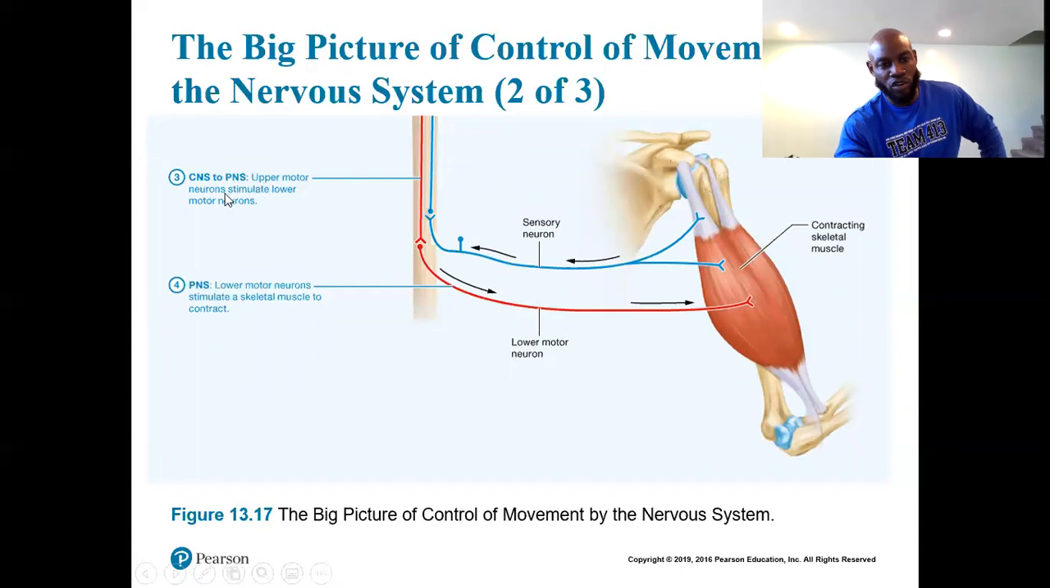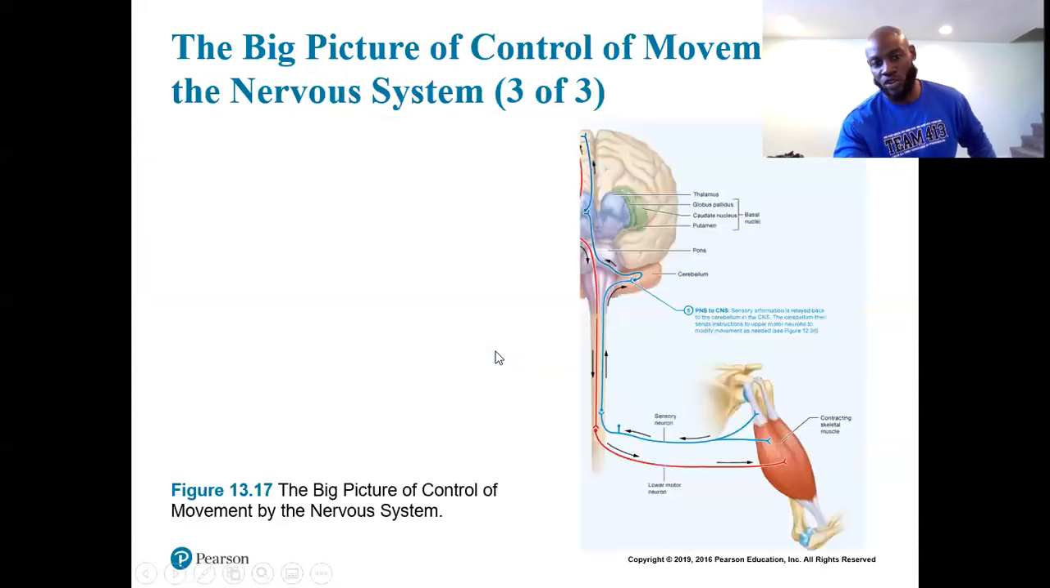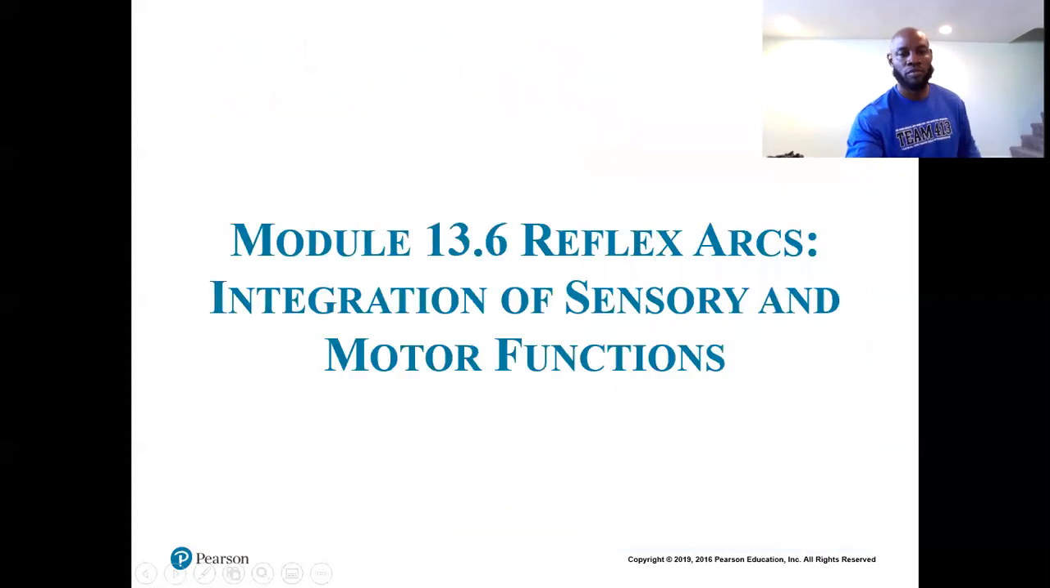Now number 3 says your upper motor neurons stimulate lower motor neurons. So it sends a signal down to your lower motor neurons. These are the ones that are actually connected to the muscle. And now we've gone to your PNS. Your lower motor neurons stimulate a skeletal muscle to contract. And that's how the process works. That's just showing you the whole picture: upper motor neurons from your cerebral cortex to your basal nuclei, thalamus, down your spinal cord, to your lower motor neuron, which connects to your skeletal muscle. Very simply put.